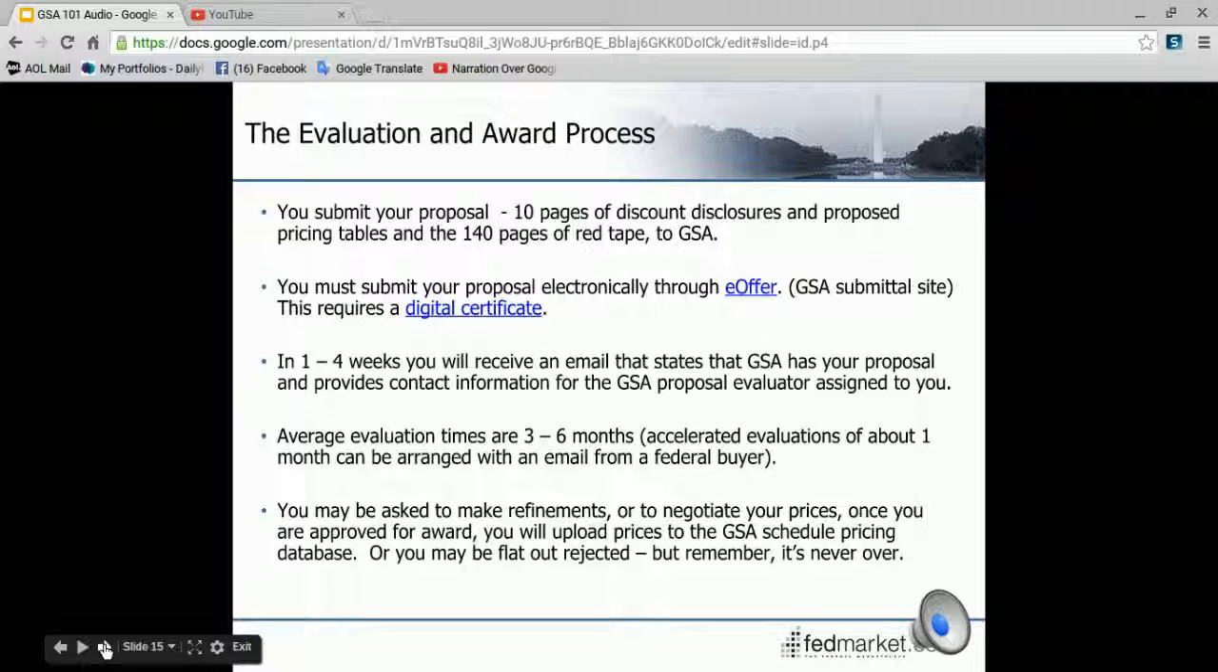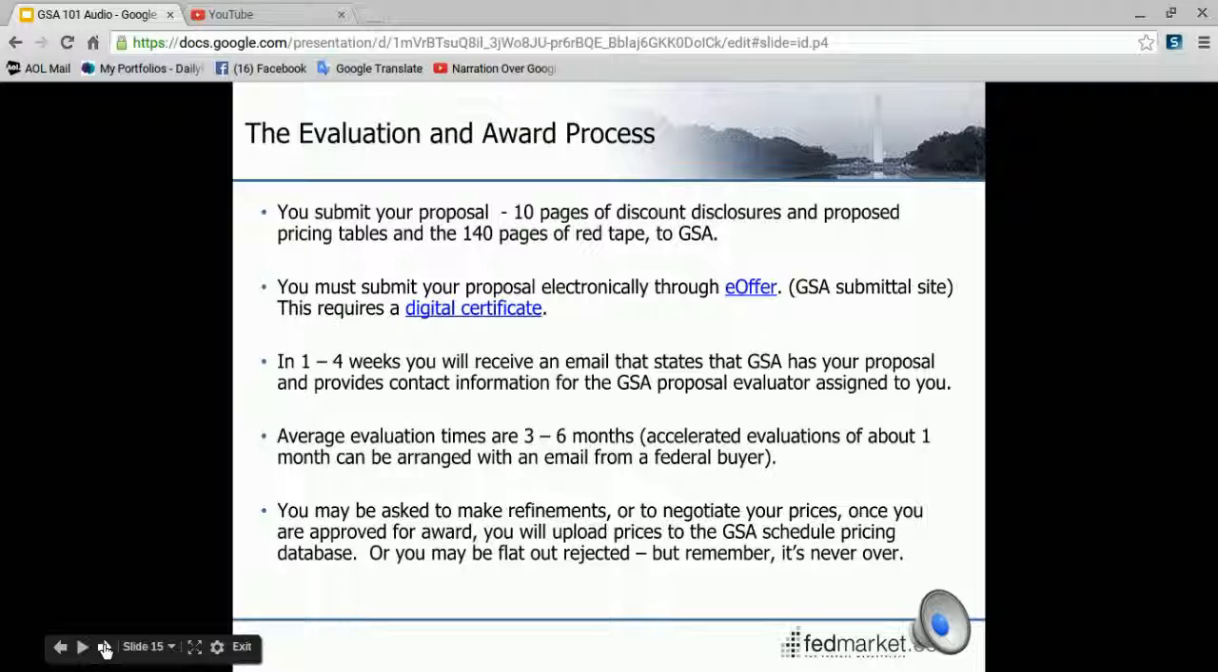The evaluation and award process. You submit your proposal to the General Services Administration. You must submit your proposal electronically through e-offer. This requires a digital certificate. In 1 to 4 weeks, you will receive an email that states that GSA has your proposal and provides contact information for the GSA proposal evaluator assigned to you.